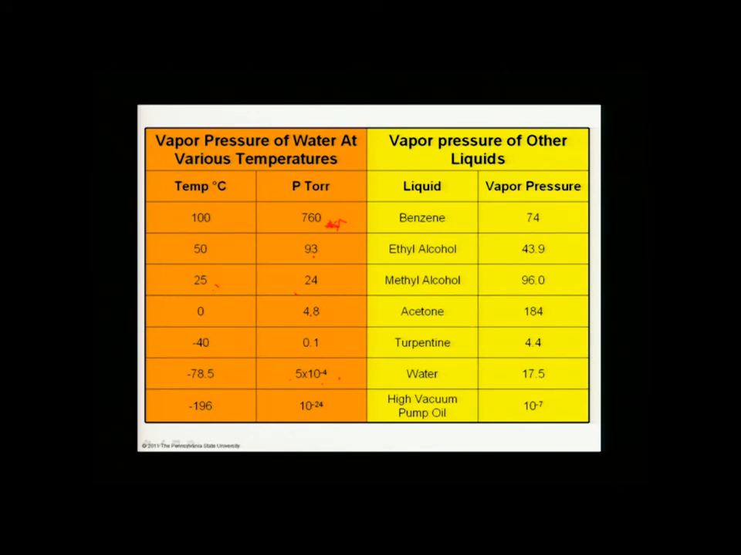So you can see the vapor pressures, how they compare in this table. And this is an error, so I'm just going to cross that out. And here's high vacuum pump oil. We said that's really, really good. We try to stop backstreaming, and you can see how low you can make the vapor pressure there.